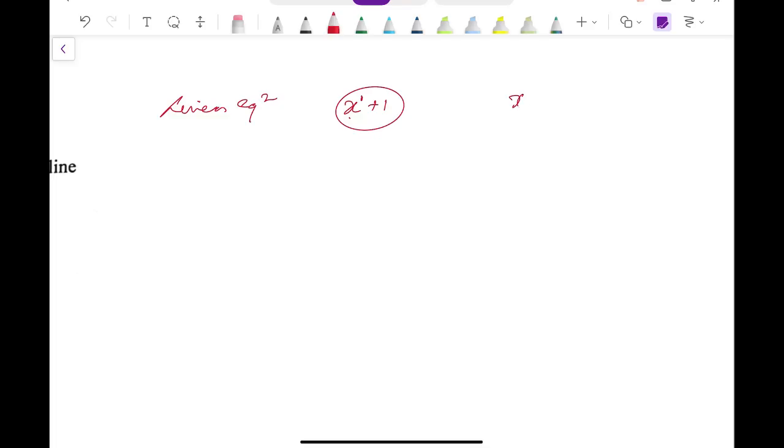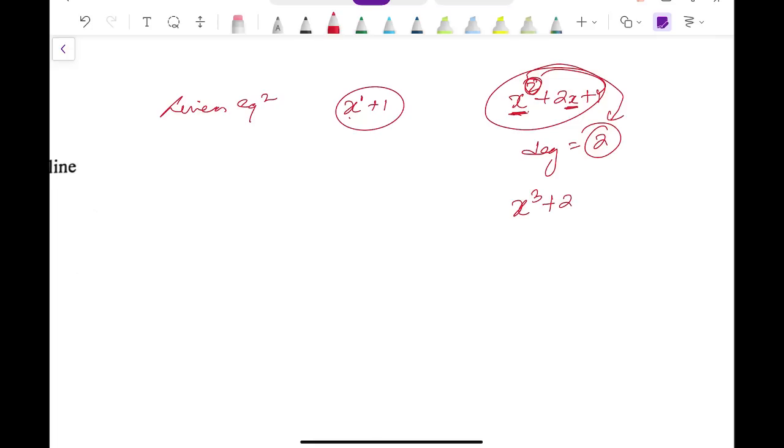If it is x squared plus 2x plus 1, then in this case, the degree of this equation is 2. Why? Because you look at this variable here, x, and x squared. The power is 2 here. That means the highest power is 2, which means degree 2. What about this one? x cubed plus 2x squared plus 3x plus 1. Then in this case, the degree of this equation is nothing but 3, because the highest power here is 3.